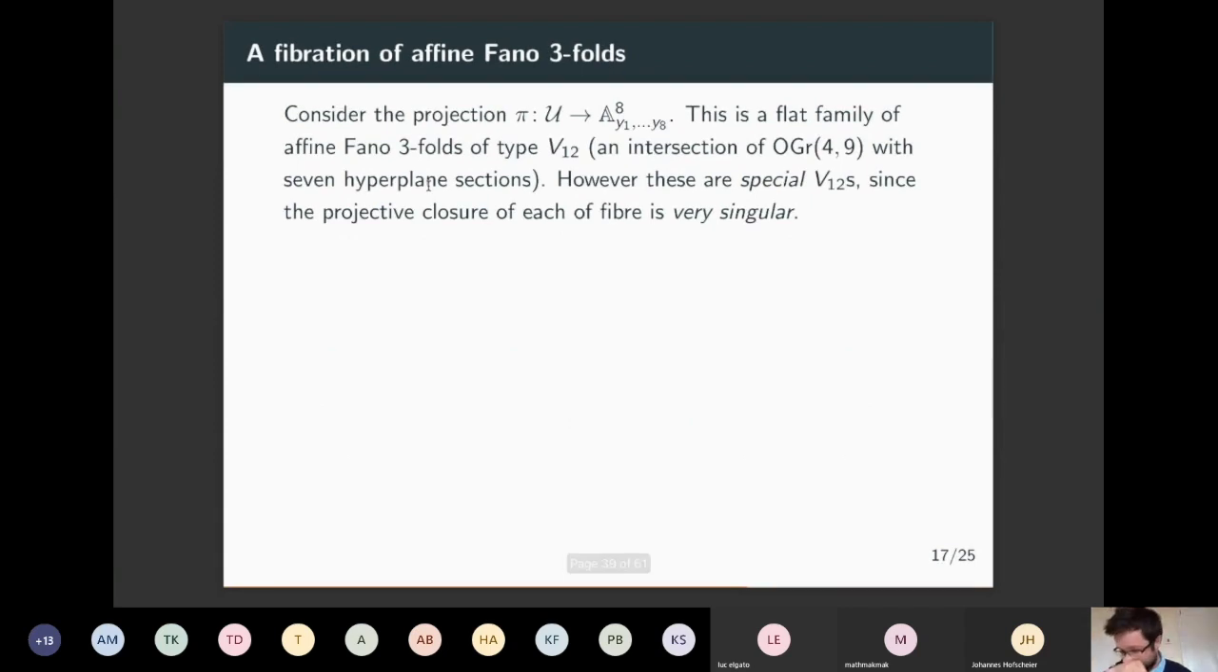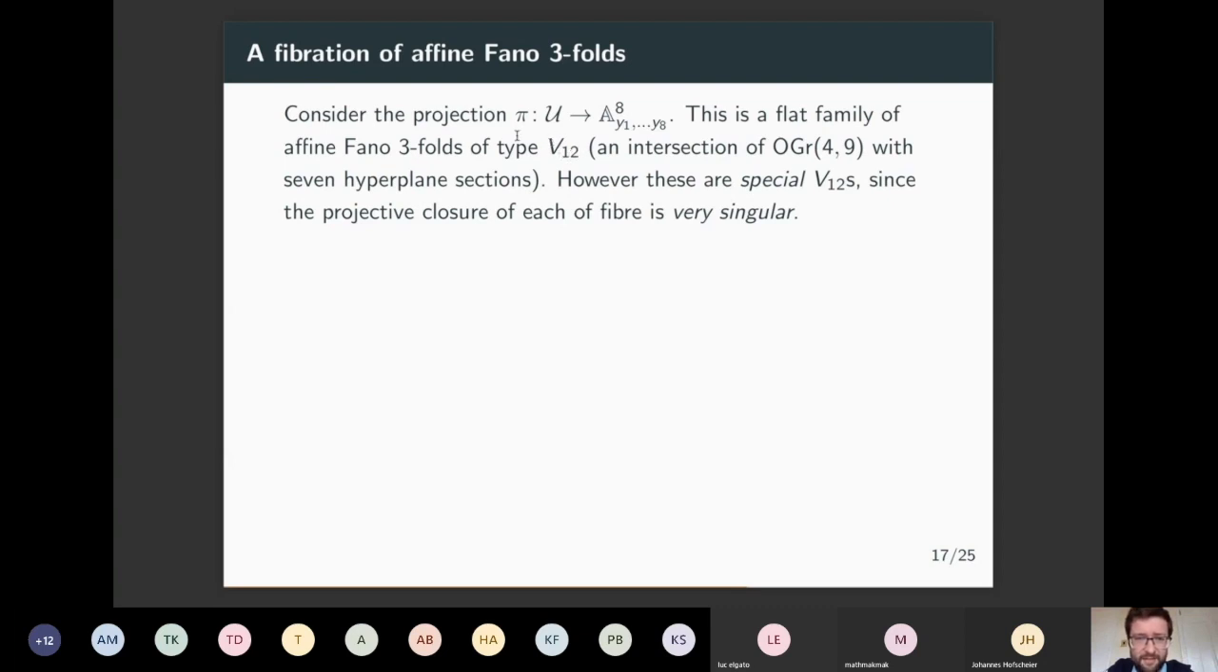And so, as I did with the del Pezzo surface, I can consider a fibration here. I consider the projection of this affine variety U onto these 8 variables, y1 up to y8. These are the analog of the frozen variables in the previous case. Then instead of being a flat family of del Pezzos, this is now a flat family of affine Fano threefolds, and they're Fano threefolds of type V12.